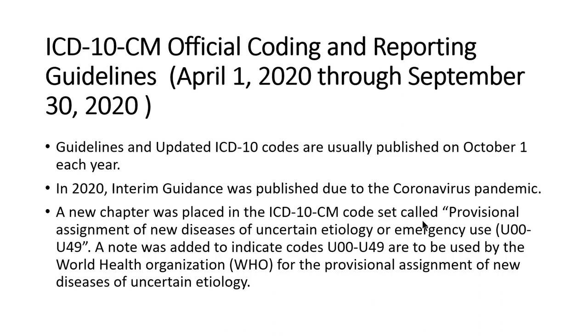So what's called interim guidance was published due to the pandemic in April. And the interim guidance then tells the coders, okay, we know you don't have a code for this, but it's really important we collect this data, so now I want you to code it this way. So they told the coders exactly how they wanted it coded. A new chapter was created in the 2021 code book, and through this interim guidance, called Provisional Assignment of New Diseases of Uncertain Etiology or Emergency Use. And it's U00 through U49. And the World Health Organization is going to be using that to follow these new diseases.